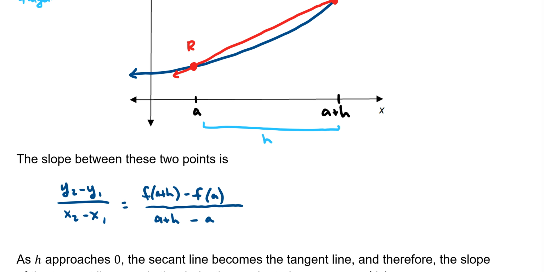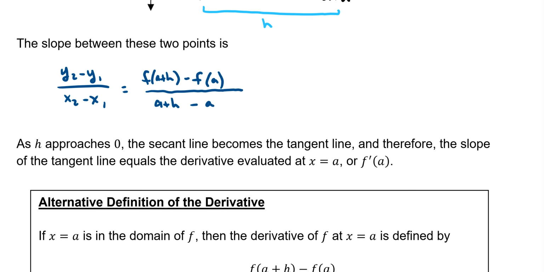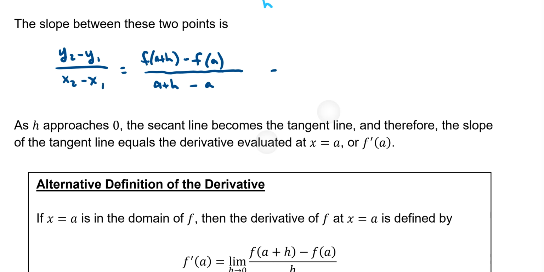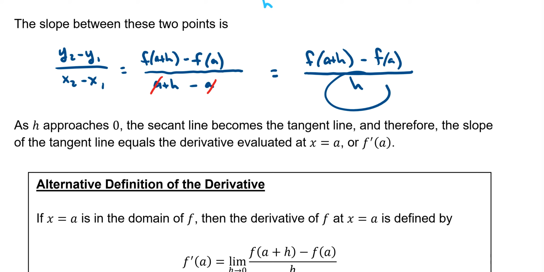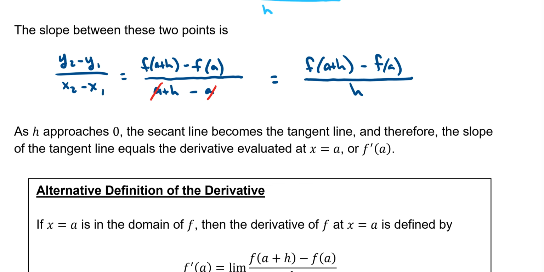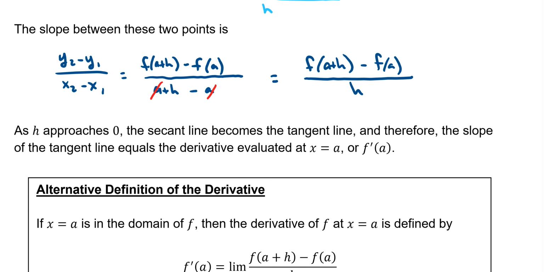Even though this kind of looks like we're making this overly complicated again, the reason this is going to be helpful is because the a's cancel off in the denominator. We're left with f of a plus h minus f of a all over just h, all over that distance that we're trying to have approach 0 between those two points. So this is something called the difference quotient.